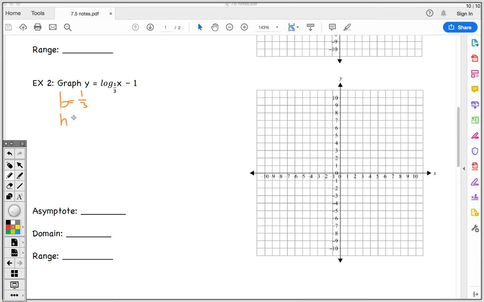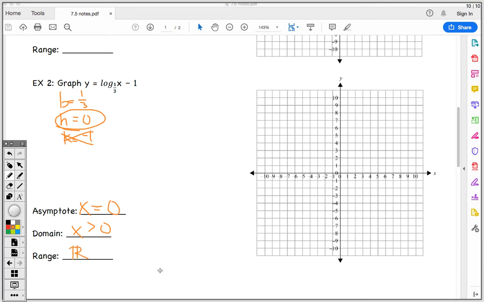Our h is 0. And our k is negative 1. So our asymptote is located at 0 because we do not worry about this k value. We only worry about our h. Where x is 0, our domain is anything greater than our h, and our range is all real numbers.